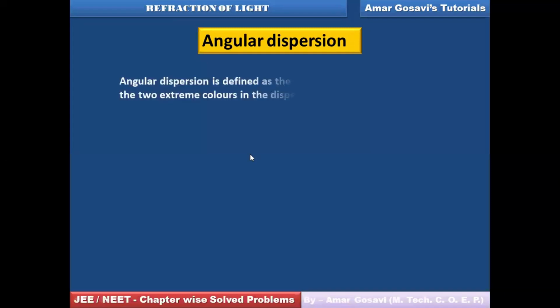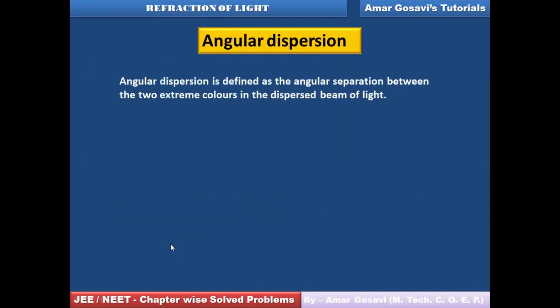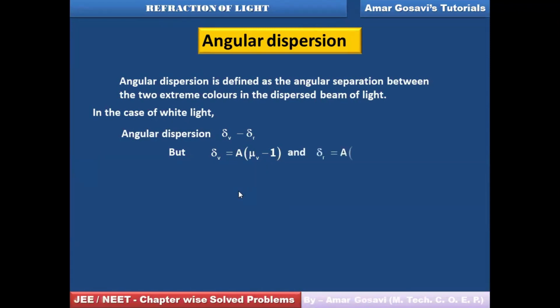Okay, so let's define angular dispersion. It is defined as the angular separation between the two extreme colors. Which are the two extreme colors in the diagram? You all know it is violet and red. So it will be simply delta violet minus delta R. In terms of an equation, angular dispersion is delta violet minus delta R. As per the derivation we have done for a thin prism, delta violet can be given as A in bracket mu V minus 1. Similarly, delta R can be given as A in bracket mu R minus 1.